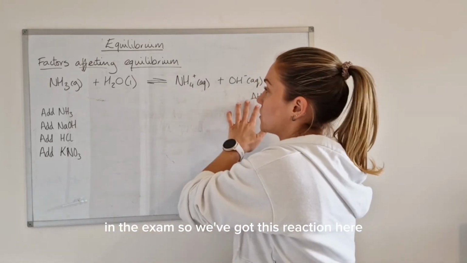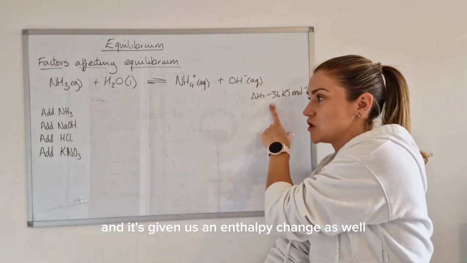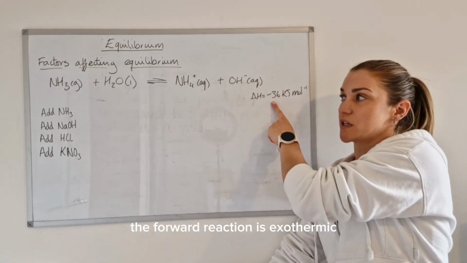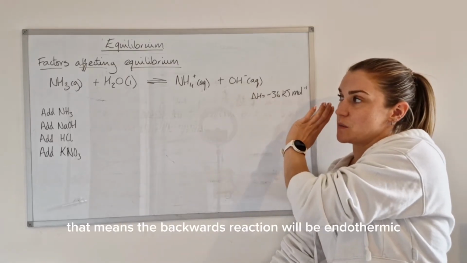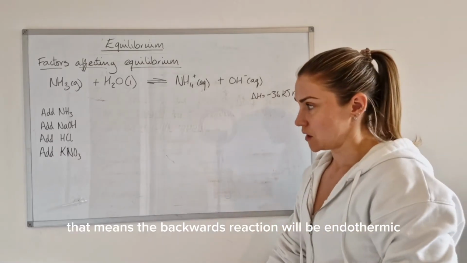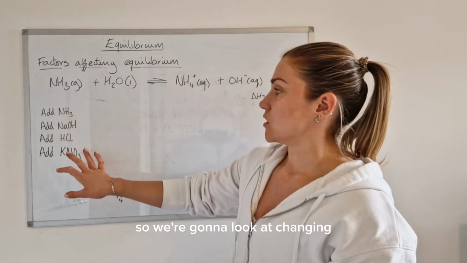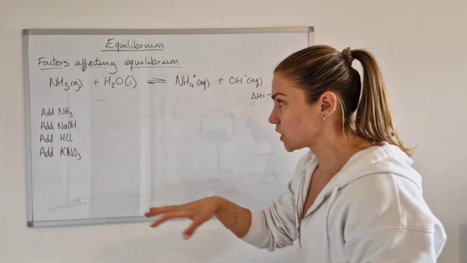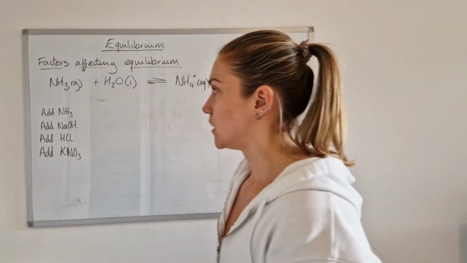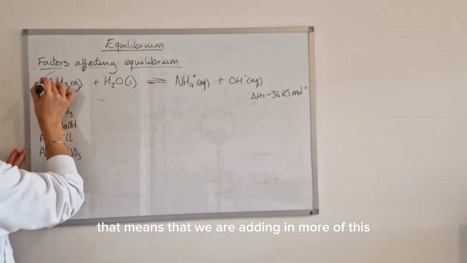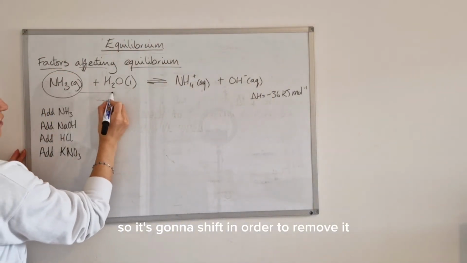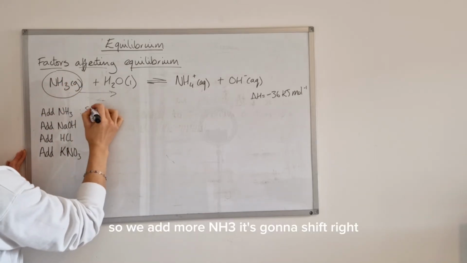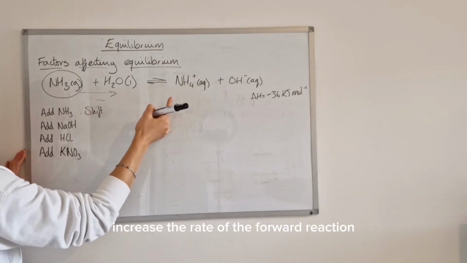So we've got this reaction here, it's given us an enthalpy change as well. Remember, this is for the forward reaction, so we know from this that the forward reaction is exothermic, so that means the backwards reaction will be endothermic. But we're going to look at how changing or adding these things to the system will change the equilibrium position. So if we add NH3, that means that we are adding in more of this, so it's going to shift in order to remove it. So if we add more NH3, it's going to shift right, increase the rate of the forward reaction and make more products.